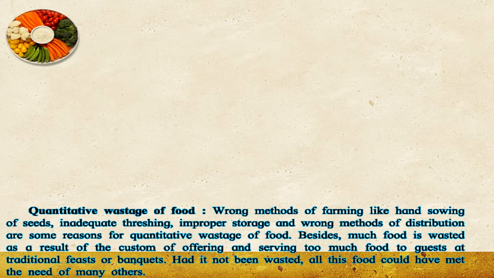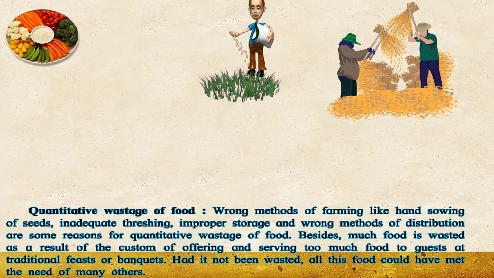If a large amount of food gets wasted, okay, that way we are talking about quantity now. Wrong methods of farming like hand sowing of seeds, inadequate threshing, meaning if threshing is not done properly, can cause problems. Because of this also food is wasted. Seeds get wasted if hand sowing is done, that way also sometimes the food grains get wasted. Okay, and wrong methods of distribution are some reasons for quantitative wastage of food.